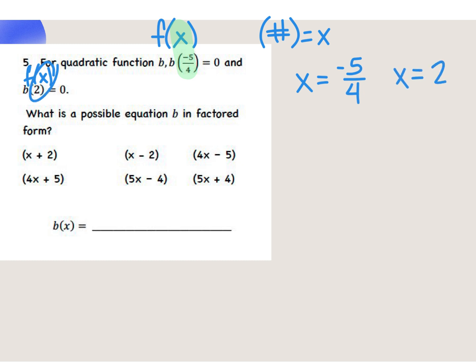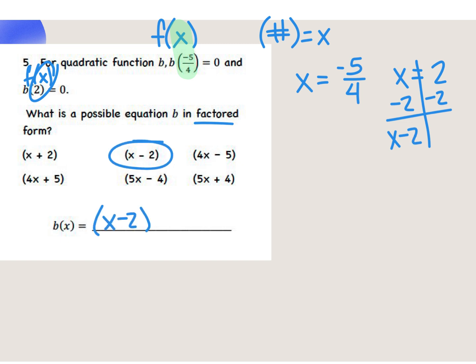Now, they're asking us to write the factors. So again, notice all your answers, the x's and the numbers are on the same side. So I'm going to minus my 2. So x minus 2 is one solution. Be careful because there is a plus 2 there.